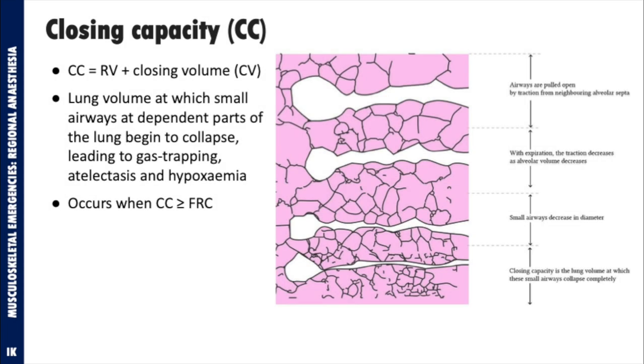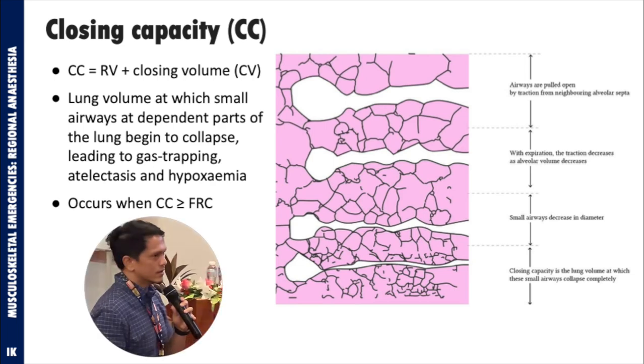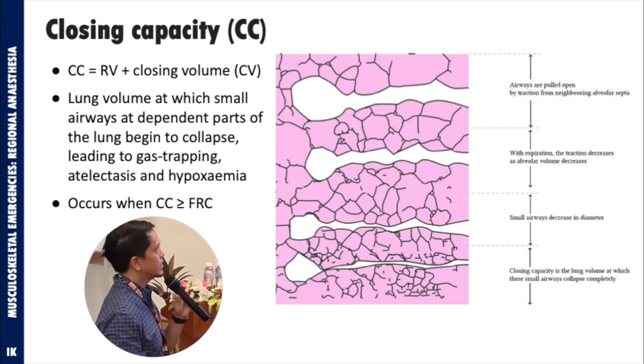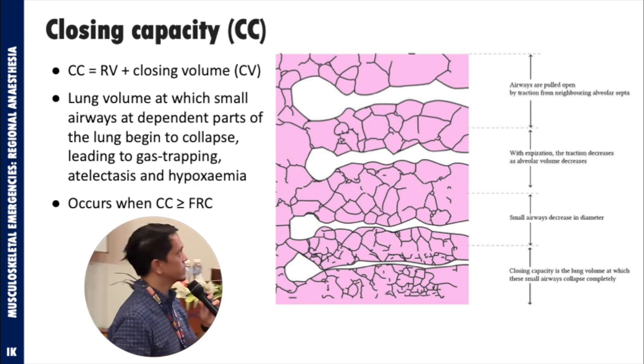Okay. What is closing capacity? This is a new term. It was not in the spirometry diagram earlier, right? So this is a capacity where it combines residual volume and closing volume.